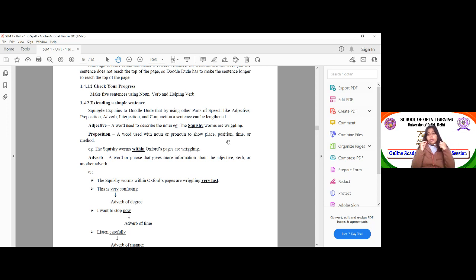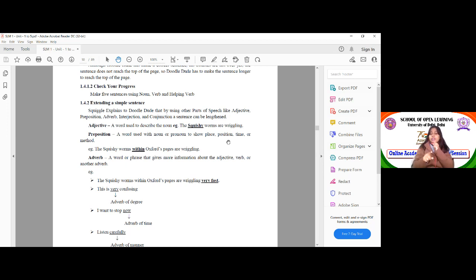Then adverb. Now what is an adverb? An adverb is a word or phrase that gives more information about the adjective, verb, or another adverb. So it gives you more information. Like you can see, adverb: add plus verb. It adds more information. That is the work of an adverb. See the example: the squishy worms within the Oxford pages are wriggling very fast. So it is describing the action. How is it happening? Very fast.